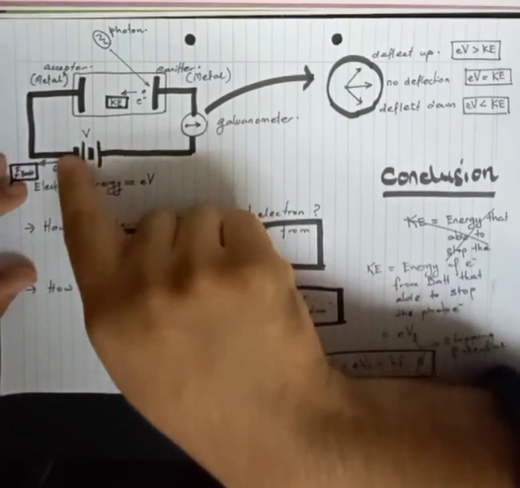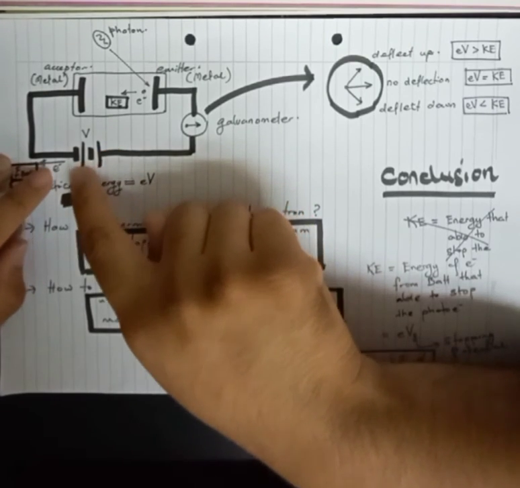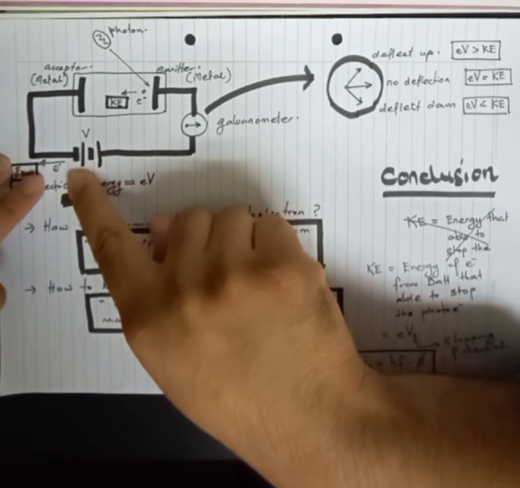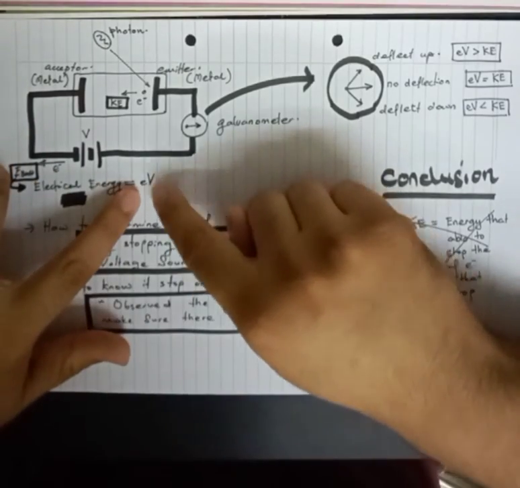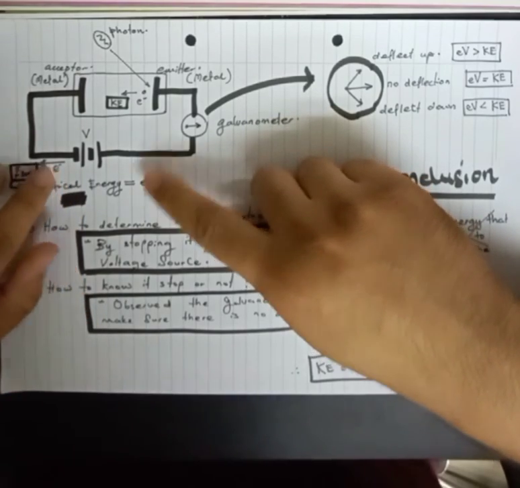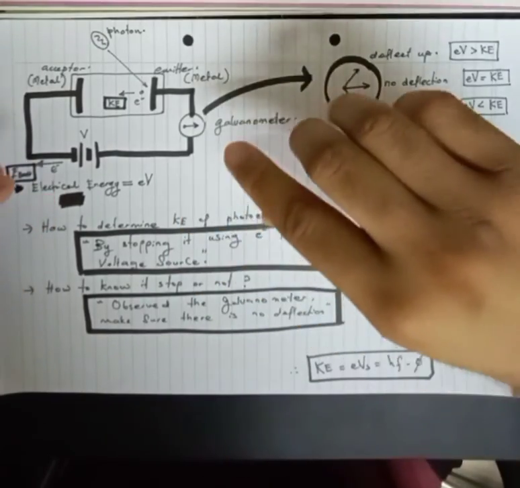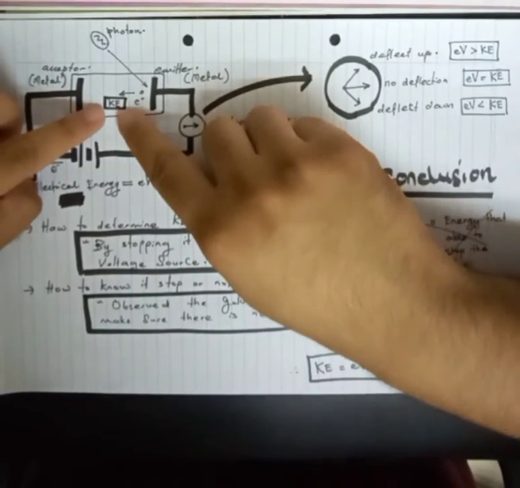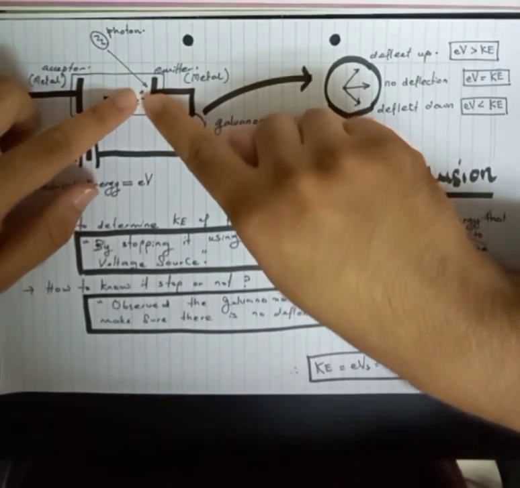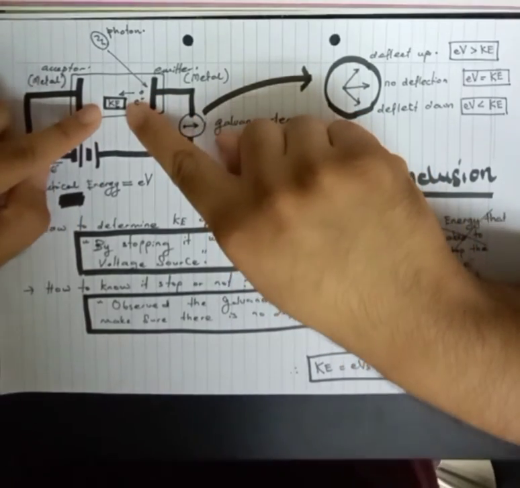Okay, so the battery will produce electrons and move them in this direction, with the energy eV, where e is the charge of the electron and V is the voltage applied. Now, for this case, how do we determine the kinetic energy of this electron, which we call a photoelectron, due to the photoelectric effect? How do we find its kinetic energy?